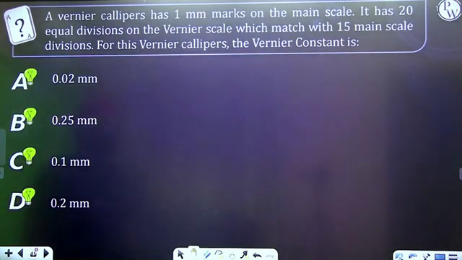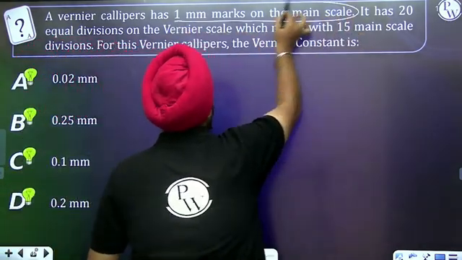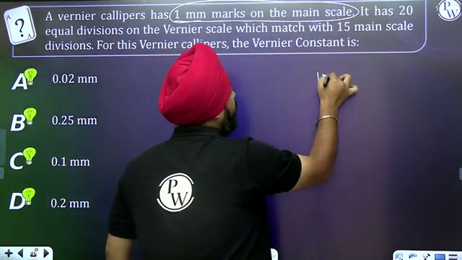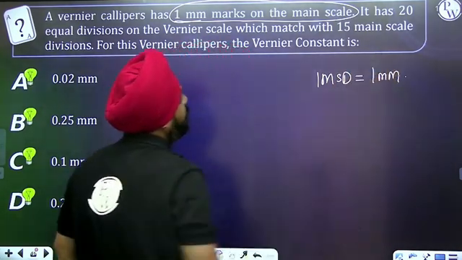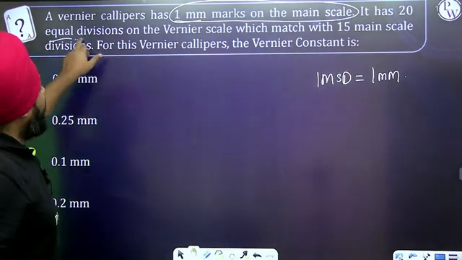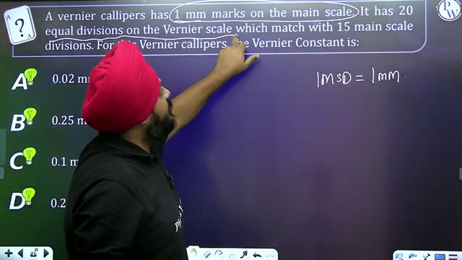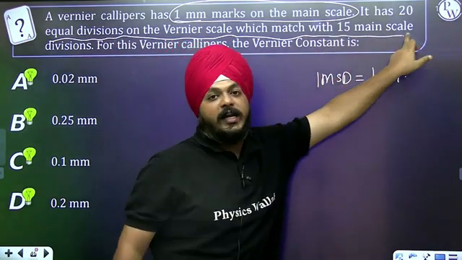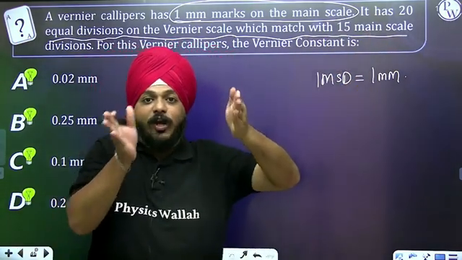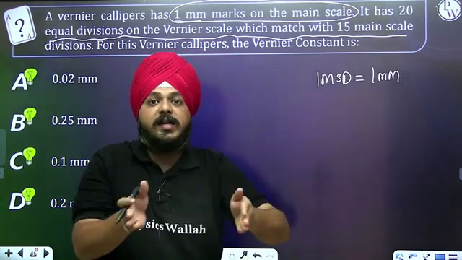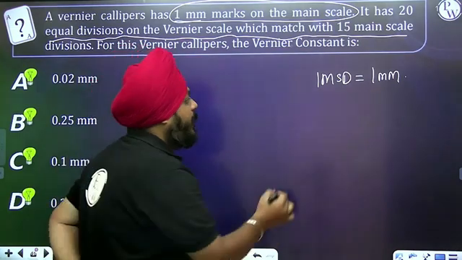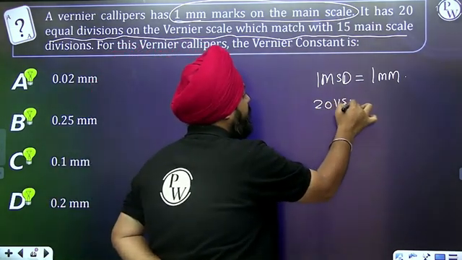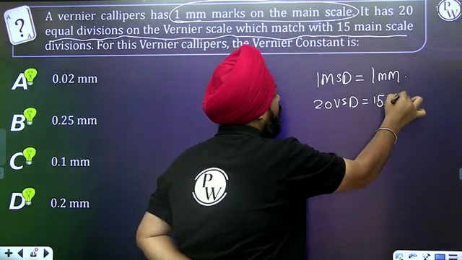A Vernier caliper has 1 mm marks on the main scale. It means one main scale division is 1 mm. 20 equal divisions on the Vernier scale occupy the same space as 15 divisions on the main scale. It means 20 VSD is equal to 15 MSD.